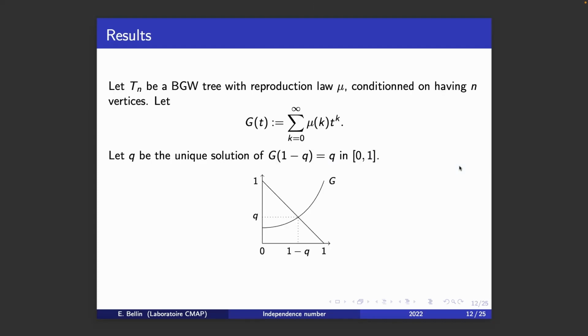So now let me give you another result, which is more general. But this time, this is an asymptotic result. First, I need to introduce a quantity, Q, which is the unique solution of Q equals G of 1 minus Q, where G is the generating function of mu. Notice that Q always exists and is always unique.